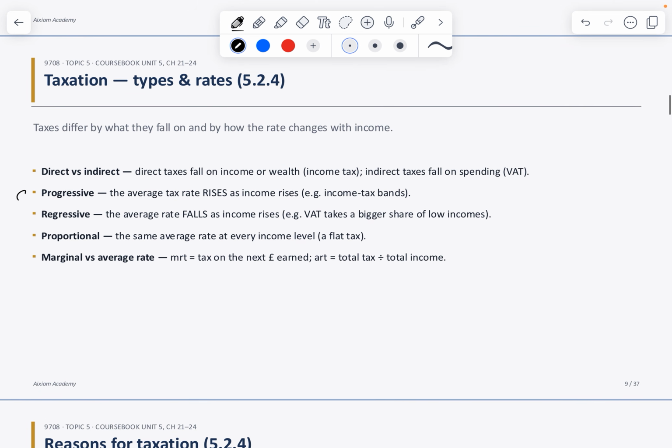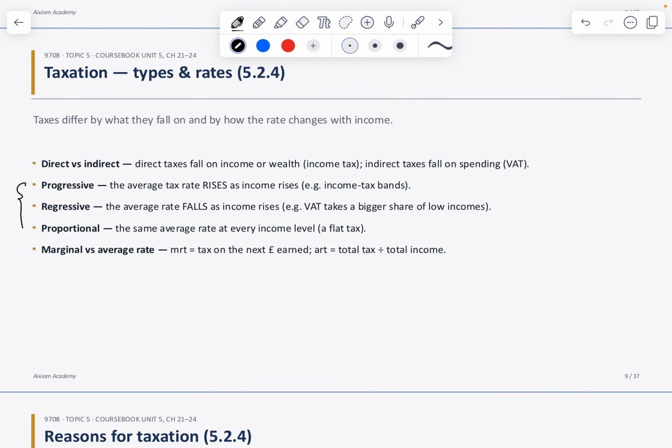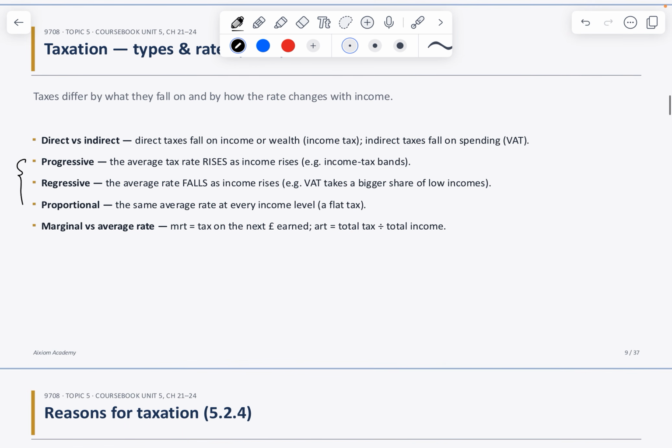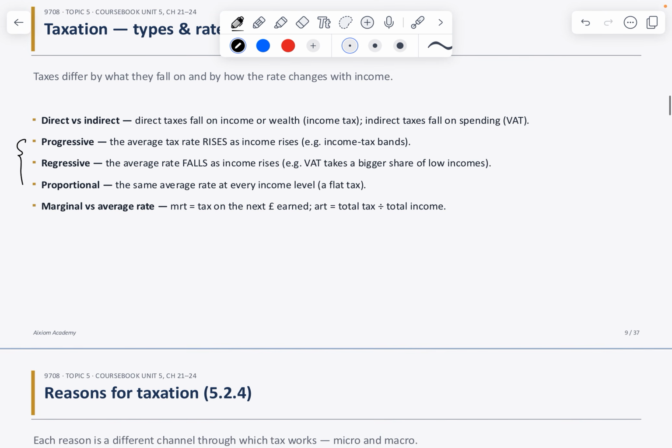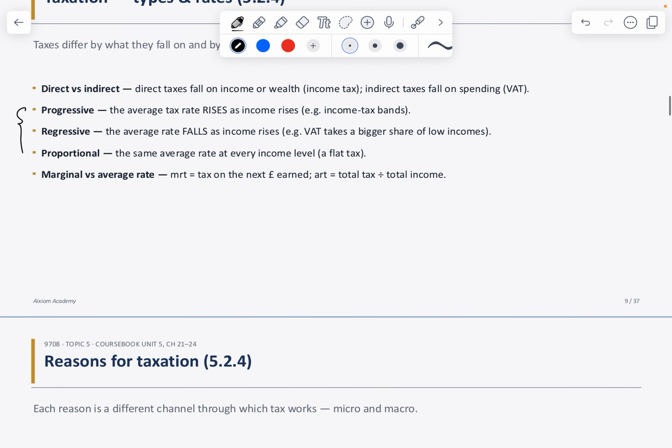And then we have the classification of progressive, regressive, and proportional, which is based on how the tax rate changes as your income increases. Progressive is basically where the percentage of income being taxed increases as your income increases, regressive is vice versa, and proportional is the same percentage.